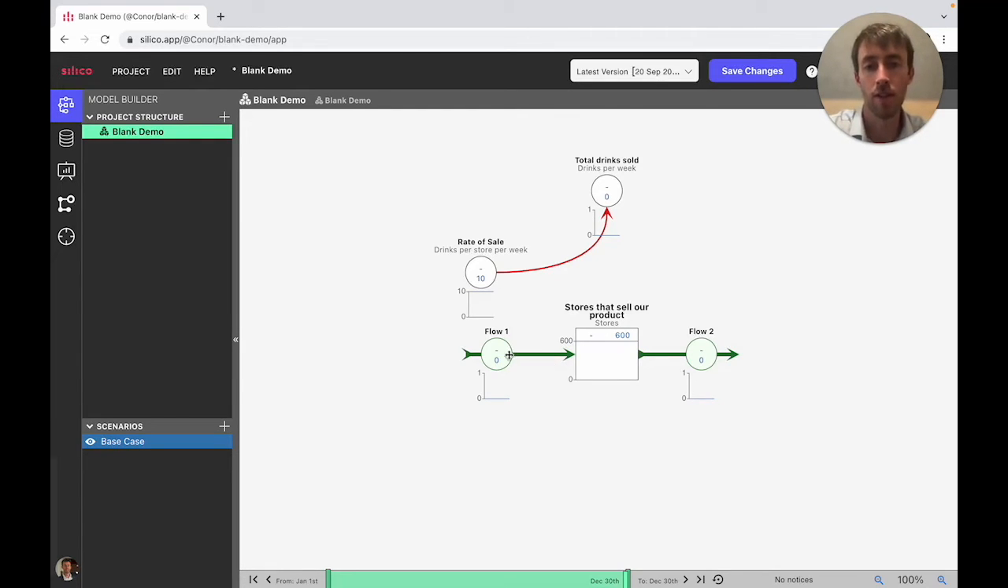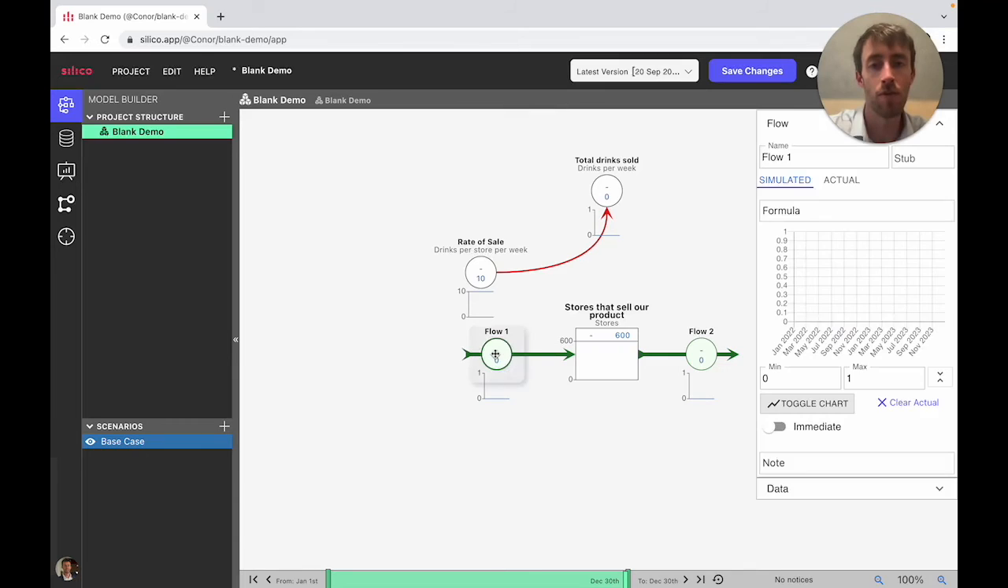So in this case, as we mentioned, the flows would be the number of stores that start selling our products, so let's call that listings won per week. So that's the inflow that we have here, and then the outflow would be listings lost per week. And the units here will be stores per week, and the same here as well, so stores per week.